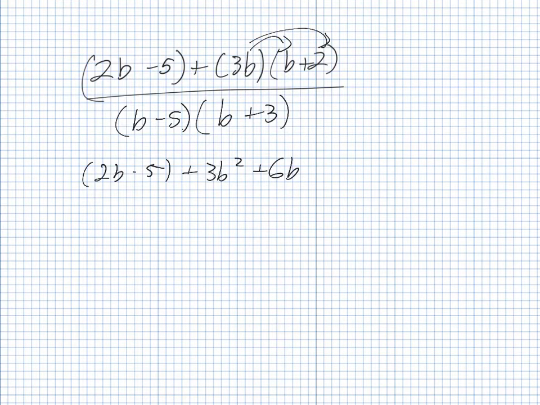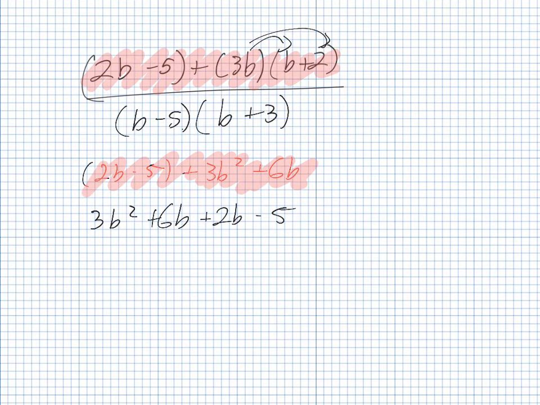You know what I'm going to do? I'm going to highlight the top part here. And we're just going to work with the top. We're going to leave the denominator for now. And then once we've simplified the top, we'll add the denominator right back in. So now we have 3b squared. We can drop these brackets. Plus 6b plus 2b minus 5. These two are common. So we get 3b squared plus 8b minus 5. Okay. Is this factorable? Is the question.